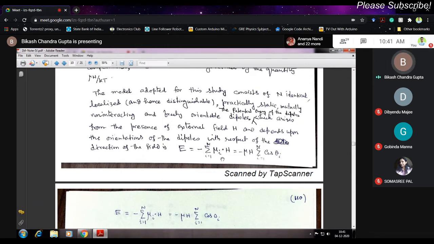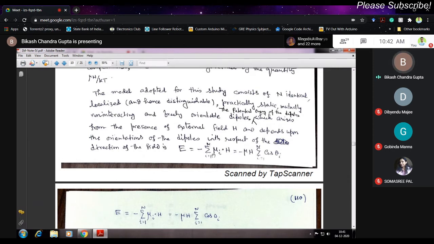So you have mu1, mu2, mu3, mu4, and so on. mu1 is making an angle theta 1 with H, mu2 is making an angle theta 2 with H, mu3 is making an angle theta 3 with H, and so on. Say the ith moment is making an angle theta i with H, then you can sum over the dot product with the negative sign. This is the potential energy, which is the total energy here. Then minus mu i dot H, i running from 1 to n, the total number of moments.